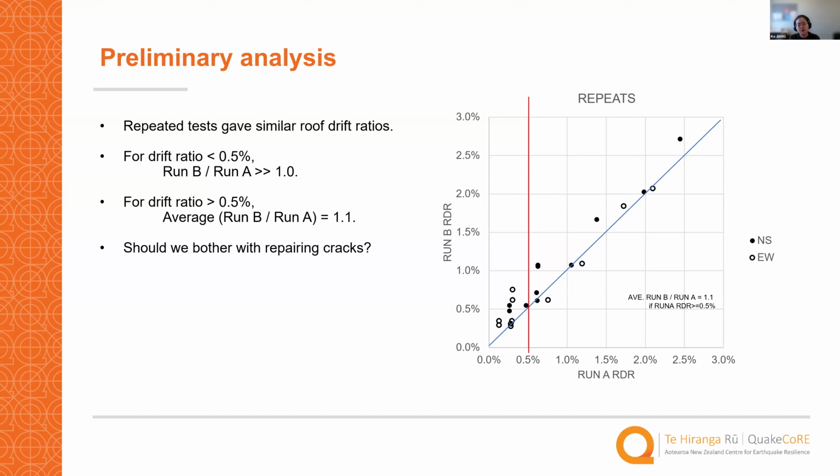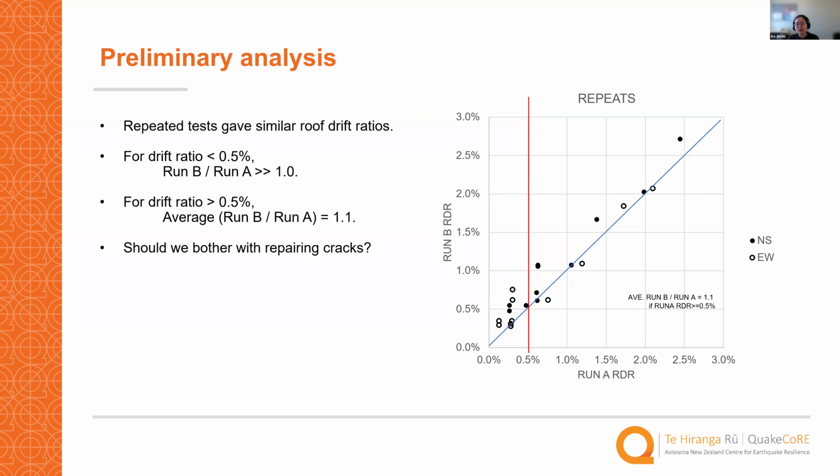But when the drift ratio is larger than 0.5%, the average ratio between the roof drift of run B and run A is about 1.1. This line means y equals x, where the roof drifts of run B and run A are equal to each other. So from the figure, we can conclude something about the repairing of cracks: should we really bother with repairing many cracks? Probably the answer is not really.